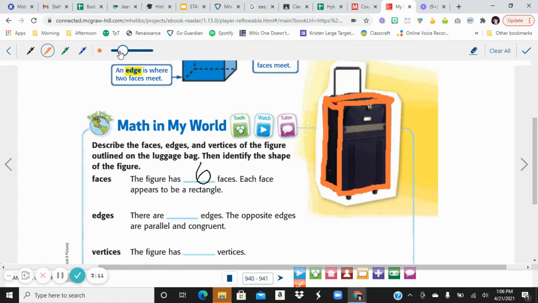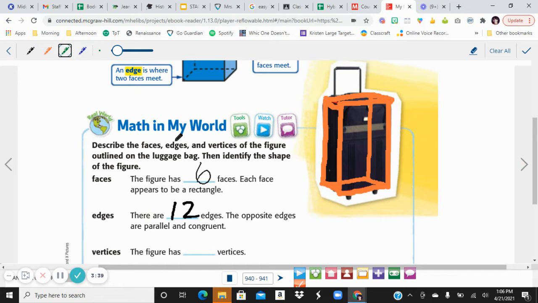Now I'm going to make my pen a little bit smaller. And remember, this is a 3-dimensional figure. So we also have 10 going back behind it, 11 going down, and then over to this side, 12. So this figure has 12 edges. And the opposite sides are parallel and congruent.